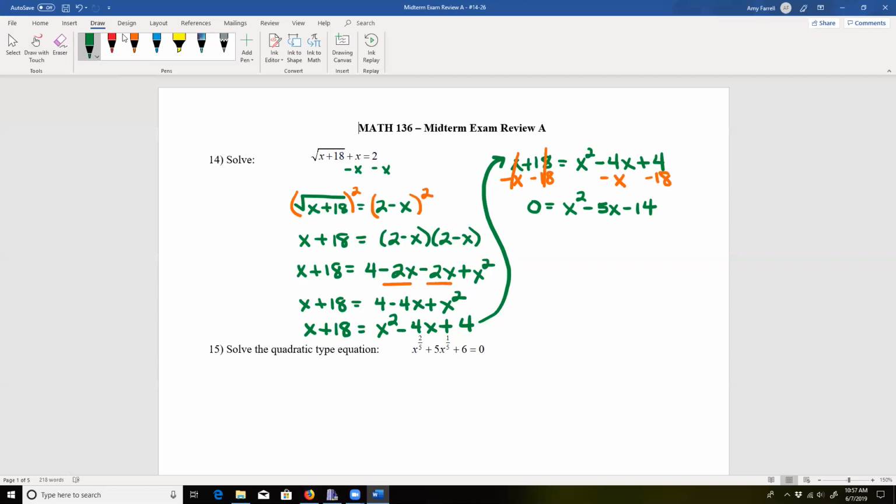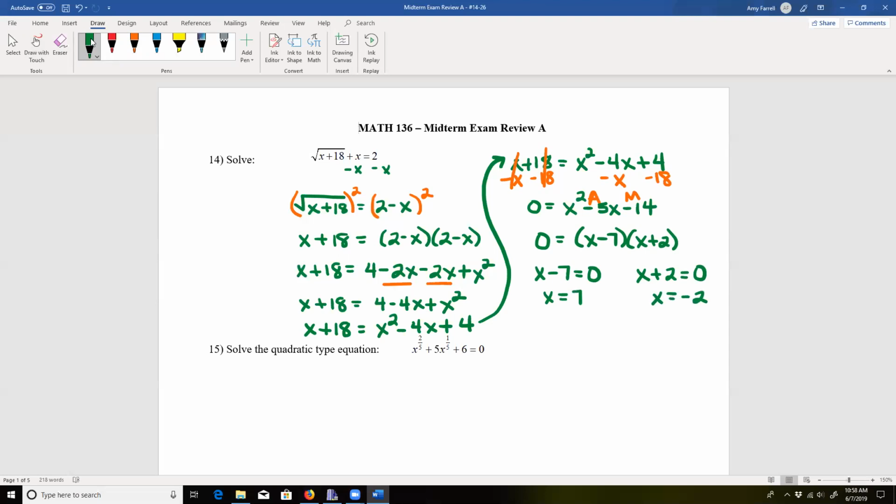It does factor. Whenever our leading coefficient is a 1, we can look for two numbers that, in this case, add to negative 5 and multiply to negative 14. Those two numbers would be negative 7 and positive 2. So my factors become x minus 7 and x plus 2. And then if I set each of those factors equal to 0 and solve, I've got my two potential solutions. So x might be 7 or x might be negative 2.